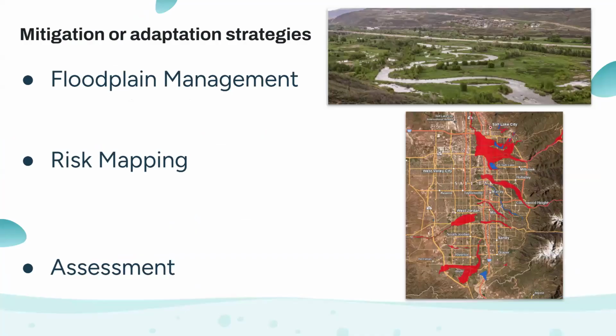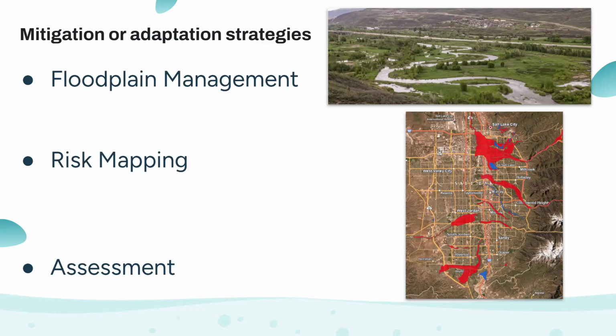So some ways that the state of Utah has responded to the flooding is by implementing floodplain management, which is seen in the photograph on the right. Essentially, this is an area that allows for the floodwater to spread out over a wetland. In these floodplains, excess water is stored for a temporary amount of time and helps reduce the risk of flooding.